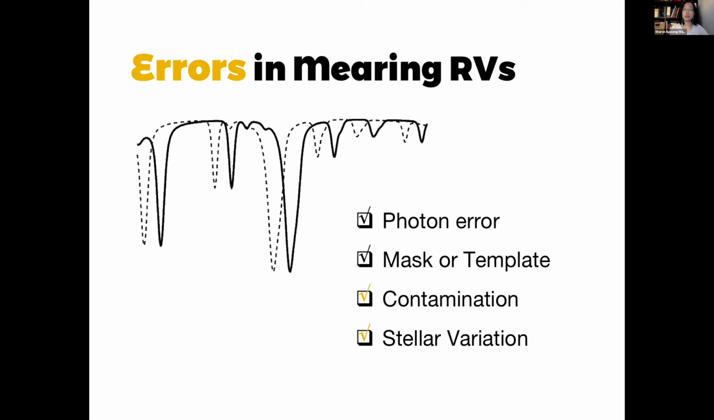And finally, some new non-standard methods in measuring RVs in the spirit of battling with stellar variation or stellar jitter to tease out the true Doppler shift caused by the planets instead of the intrinsic Doppler shift caused by various stellar astrophysical phenomena. And that was my talk.